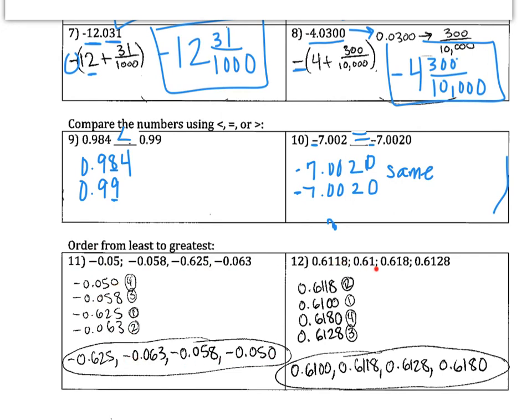And these are all positive, so we would just do it kind of normally. And lining up the decimals, again, like the front of the buttons of a shirt, and then that way it's easy to compare these numbers. So this is going to be first, second, third, and fourth, and then that's how we have it written right here.